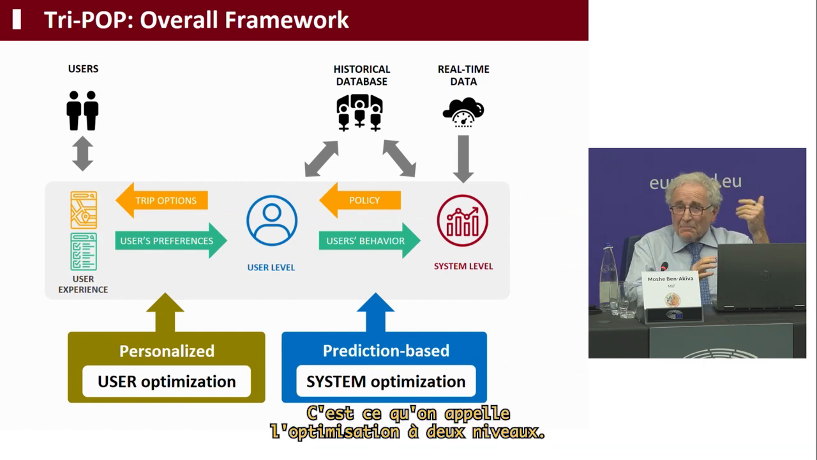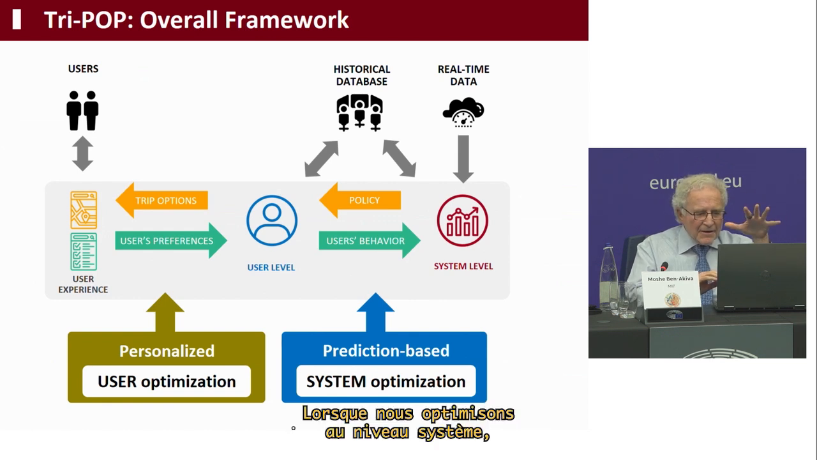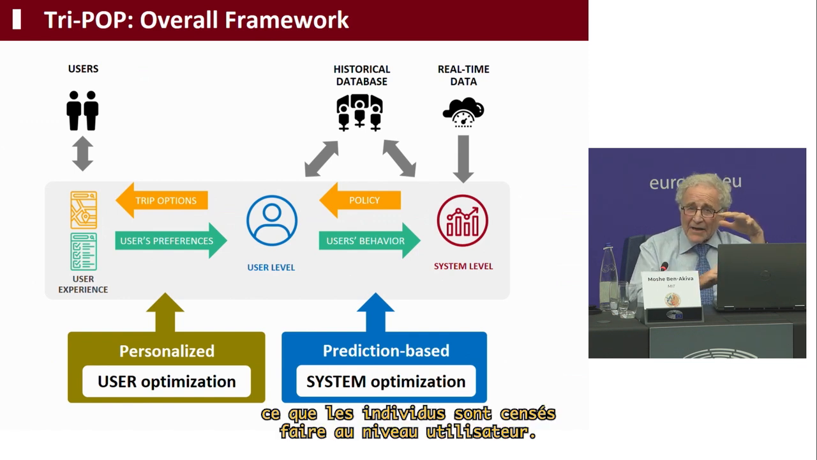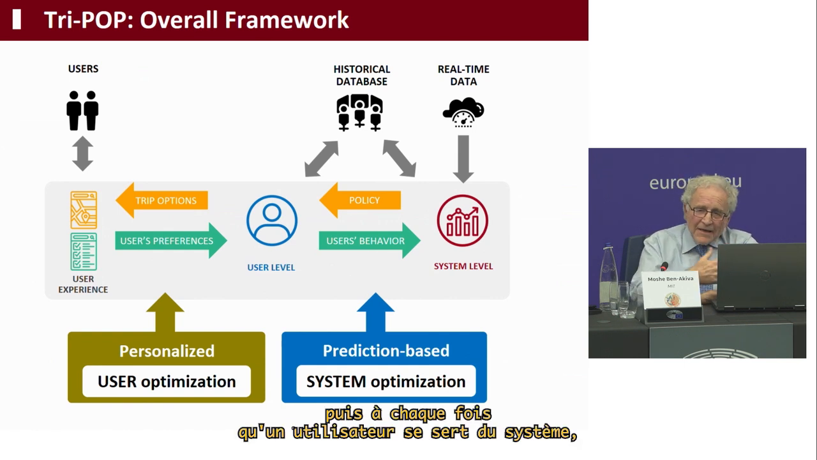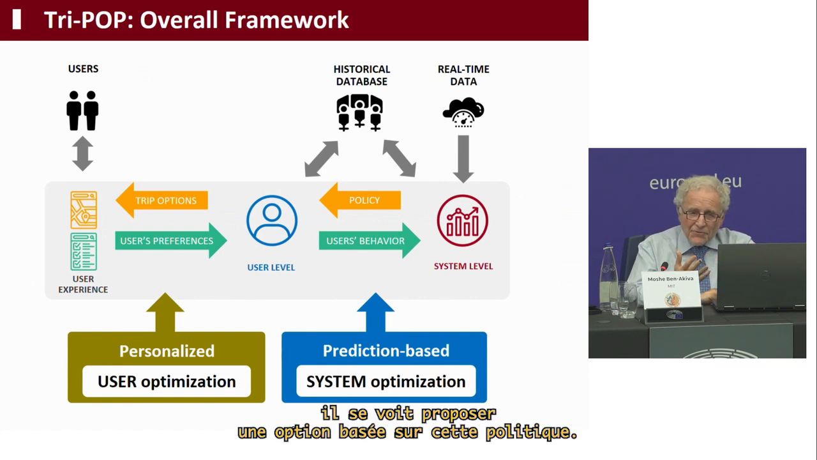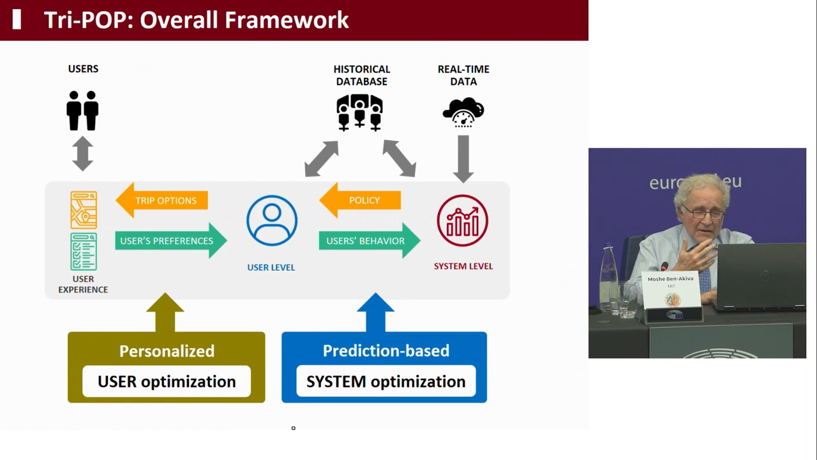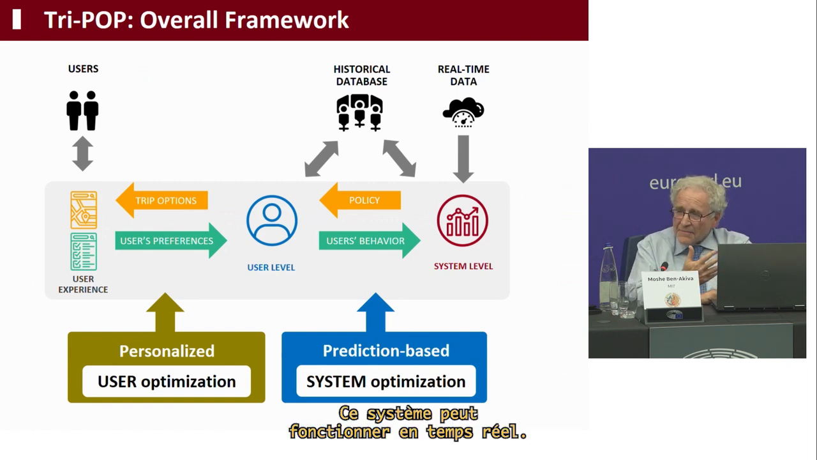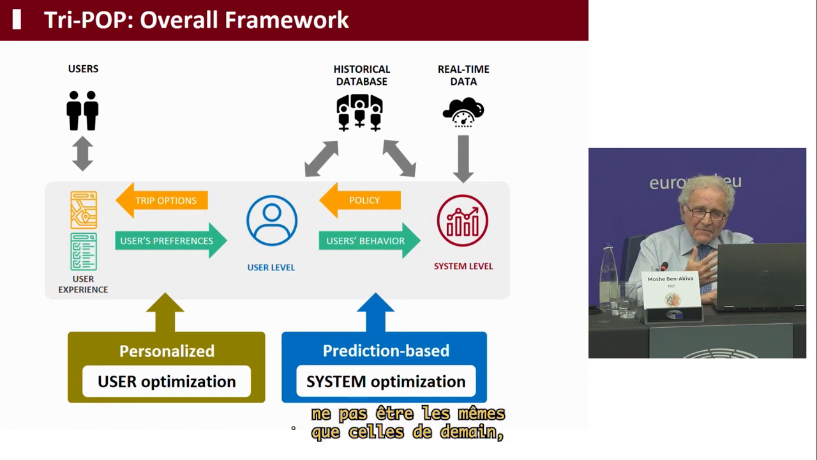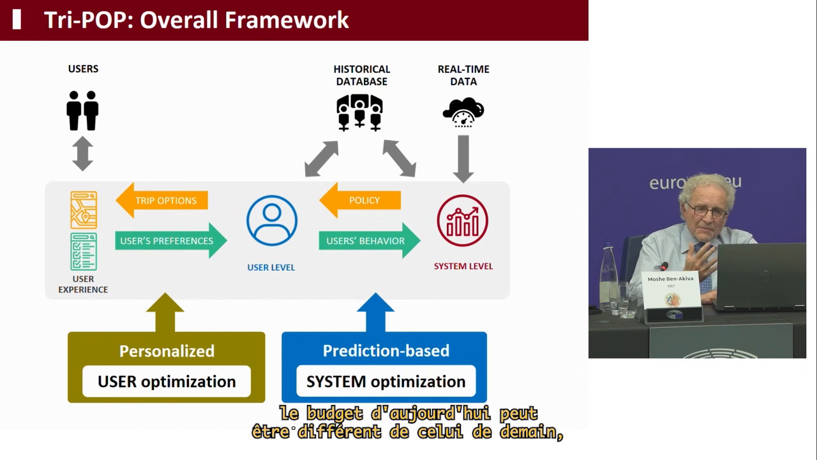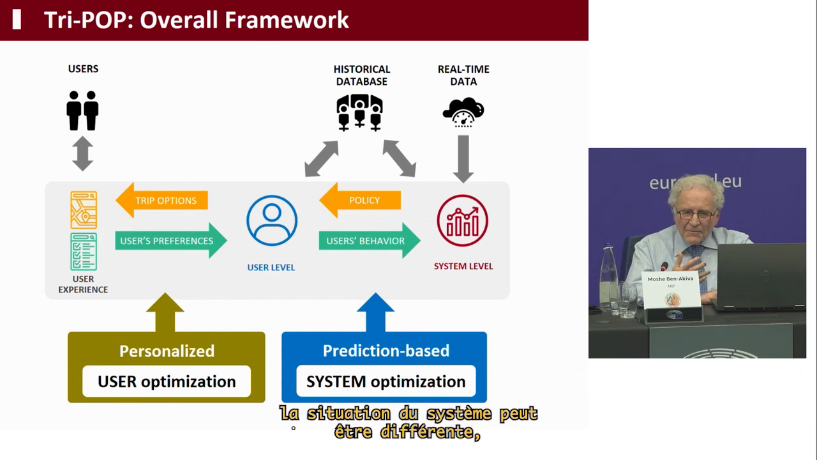So that's the idea. It's called bi-level optimization, where when we optimize at the system level, we take into account what individuals are expected to do at the user level. We come up with a policy, and then every time a user is using the system, it is presented with an option based on the policy. This system can work in real time. For example, incentives today may not be the same as incentives tomorrow. The budget today may be different from tomorrow. The system situation may be different.